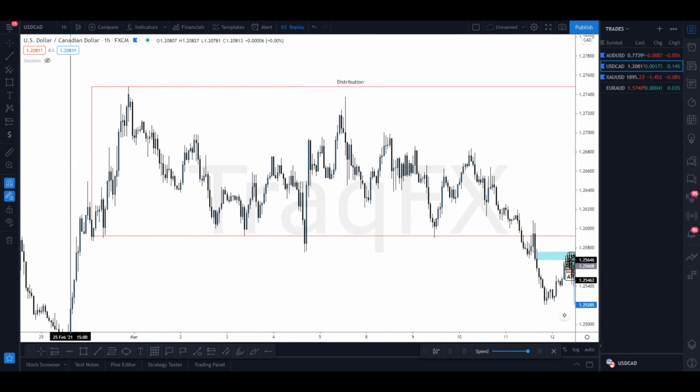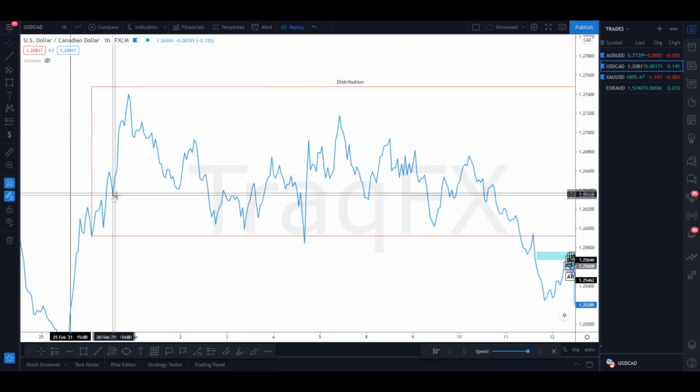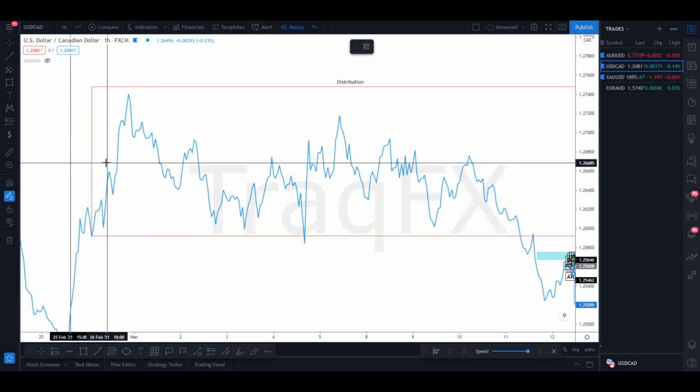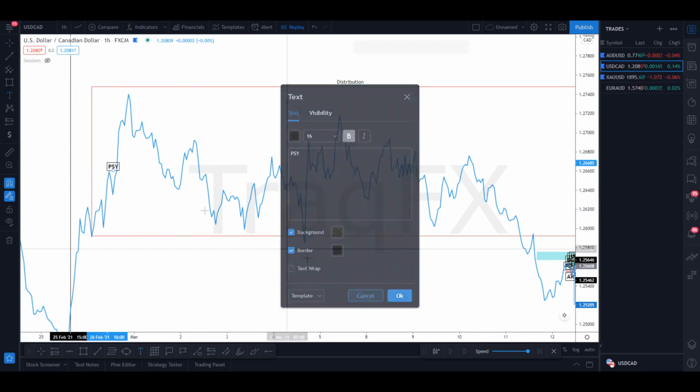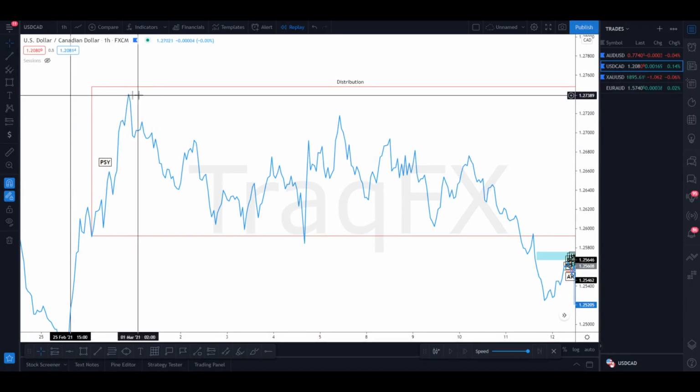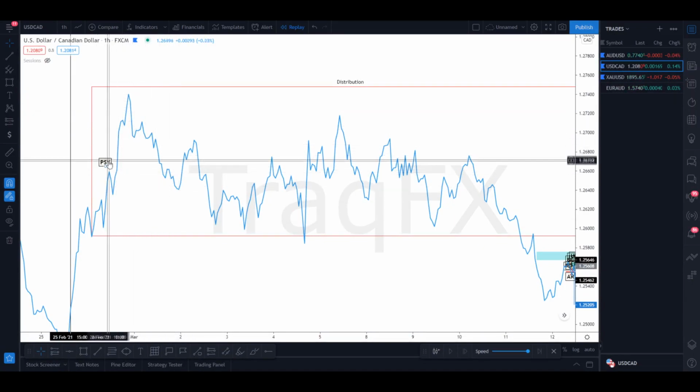So where's the PS? I can technically say that this is my PS because this is that last move up before we had a major sell-off. So this is my PSY. And then we have our BC. So this is where the market created that buyer's climax where a ton of selling contracts started.